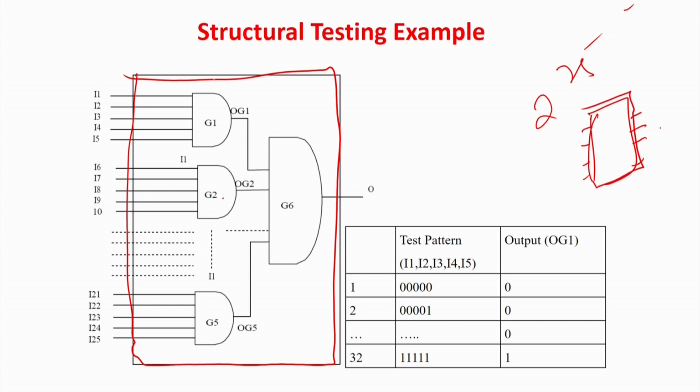So, if you have to test these gates, you will apply patterns over here, there is no problem, but how do you measure this output? Similarly, how do you measure this output? How do you measure this output? Now, this is a problem.